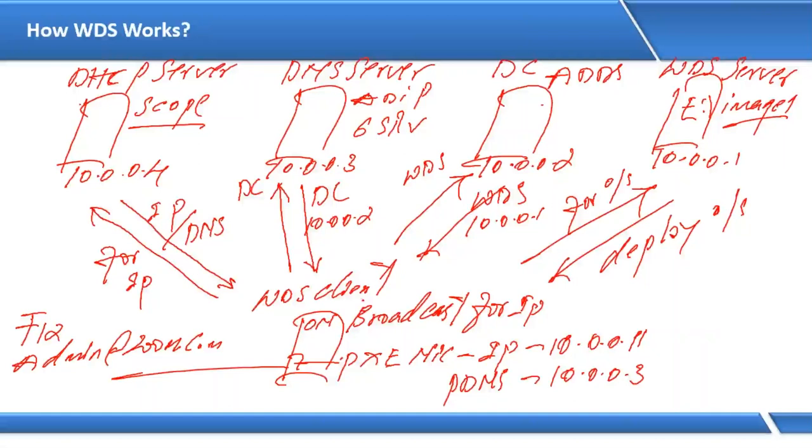The DC gives the information of the WDS server. The client now has the WDS server information. Now the client requests the OS from the WDS server, and the WDS server, with the help of the image, deploys the operating system. Once you press F12 and type the admin name and password, your installation is started. This is a background process, but what we actually do is power on the machine, press F12 and type the admin name and password.